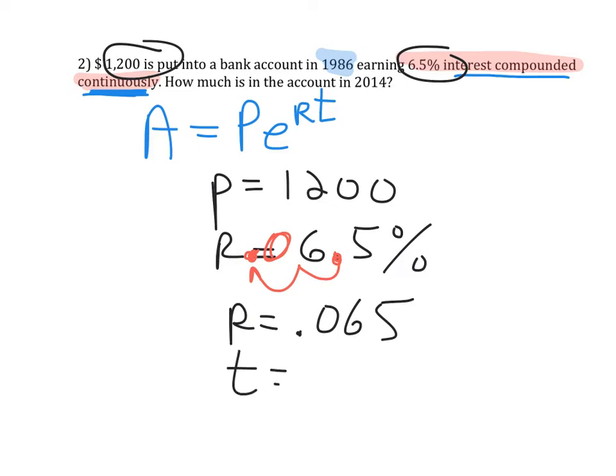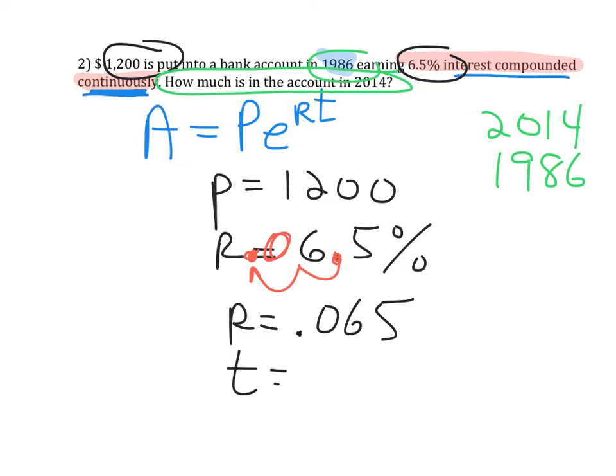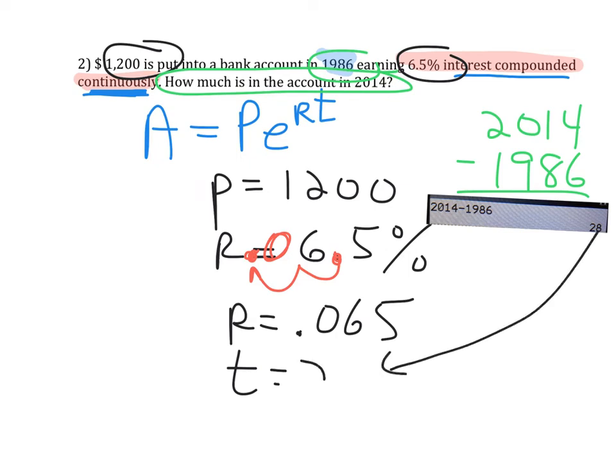The time that the money is invested for. Well, it told you that the money was put in the bank in 1986. The question is asking you how much is in the account in 2014. So we need to try to figure out how much time has gone by from 1986 to 2014. And the way we're going to do that is we're just simply going to subtract those 2 years. So here the time is 28 years.